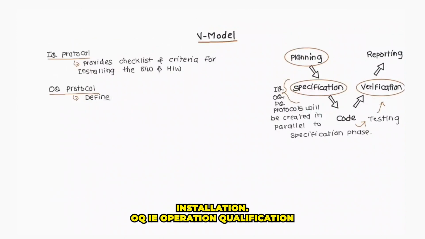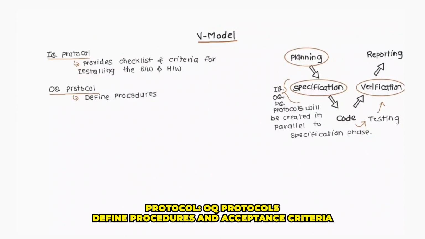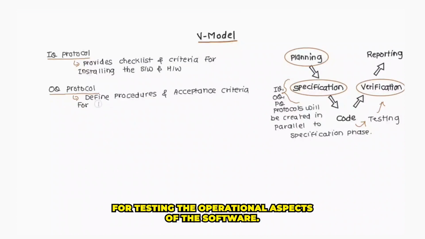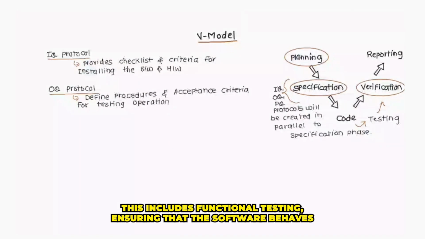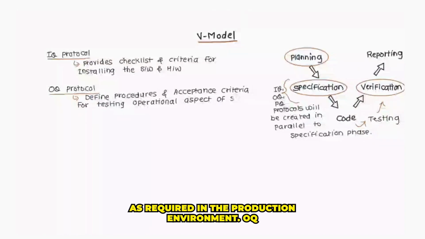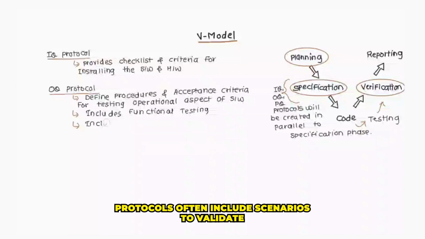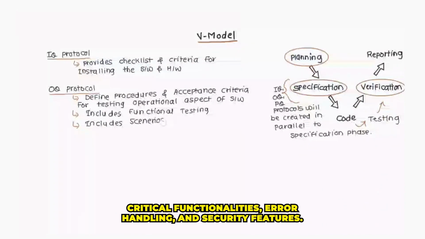OQ, that is Operation Qualification Protocol. The OQ protocol defines procedures and acceptance criteria for testing the operational aspect of the software. This includes functional testing, ensuring that the software behaves as required in the production environment. OQ protocols often include scenarios to validate critical functionalities, error handling, and security features.